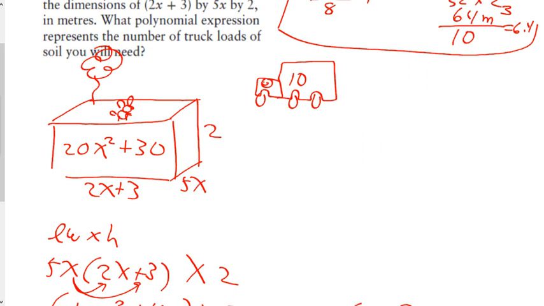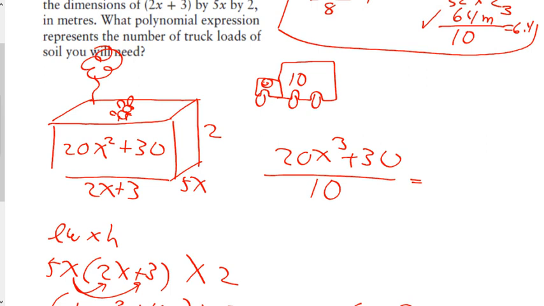Now, if each truckload contains 10 cubic meters of dirt, then you take the volume of dirt and you would divide it by, just like we did here, right? Just like we did there to figure out how many truckloads it is. You're going to divide it by what one truck can take, which is 10, and you're going to get your solution.